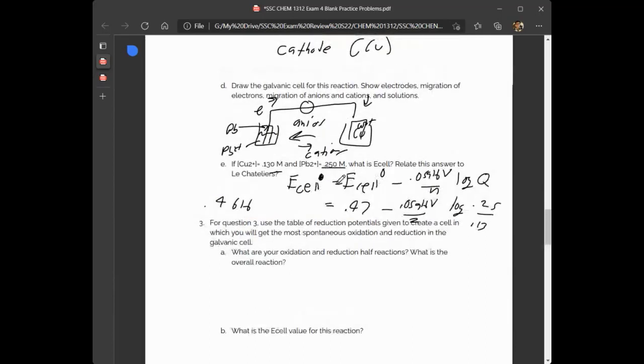Okay, so let's think about it here, right? In this case, we have more products than reactants.